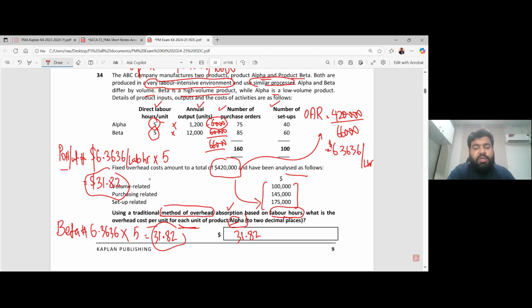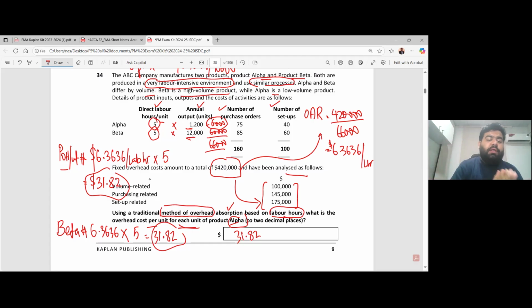Now, what does a student normally think? Students think that units are more here and less here, then why is the answer the same? Actually, we are not calculating according to the units. We're calculating according to the labor hours. The base was labor hours and it was 6.3636 per labor hour. Like one labor hour will cost you 6.36 overheads. So both are taking the same labor hours, so both overheads per unit will be the same. Yes, in case we are calculating total.